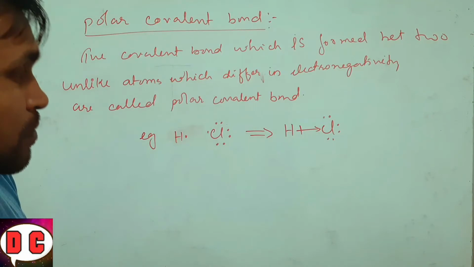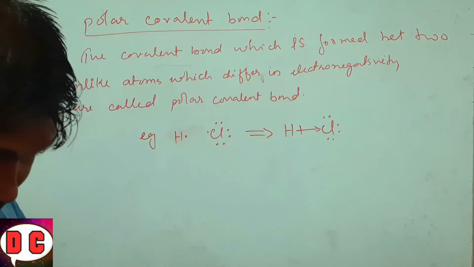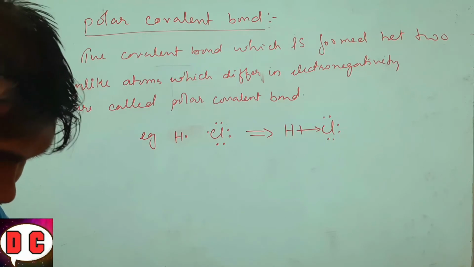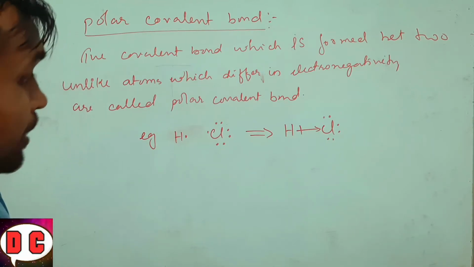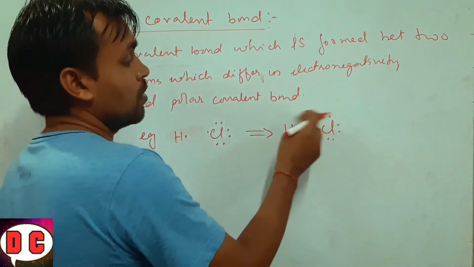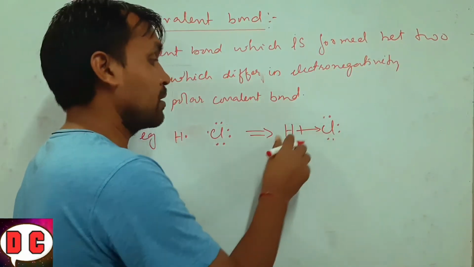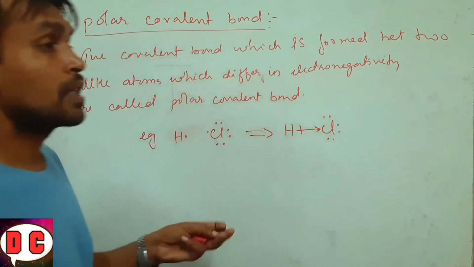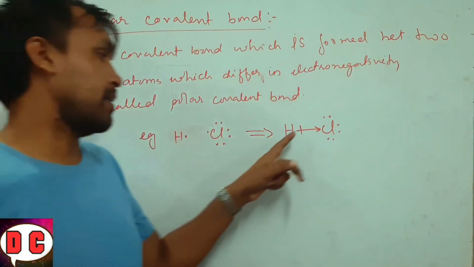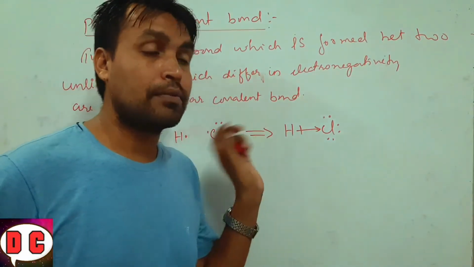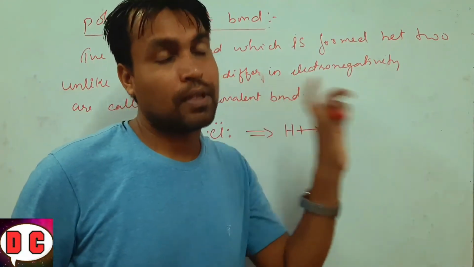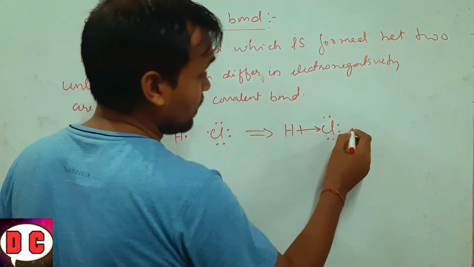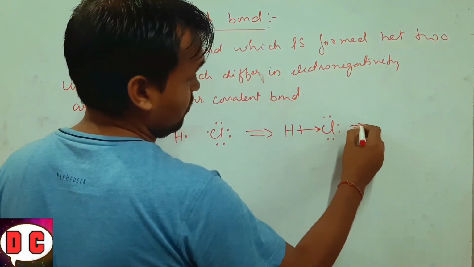So this is called a polar covalent bond. Got it? So here, in these compounds, this bond we call a polar covalent bond. Why? The arrowhead will point towards the atom which is gaining the electrons, and the tail will be towards the one which is donating or giving away the electrons. So this is a polar covalent bond, and the compound will be what?